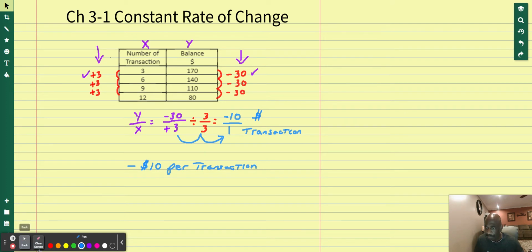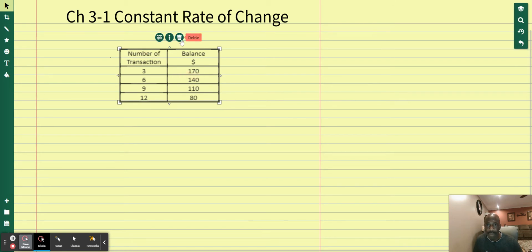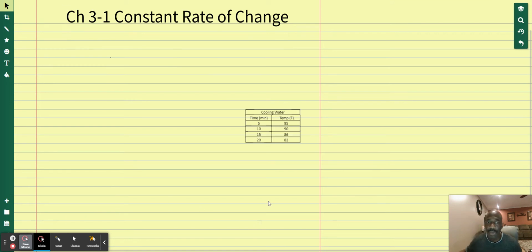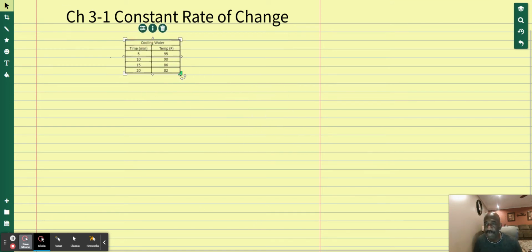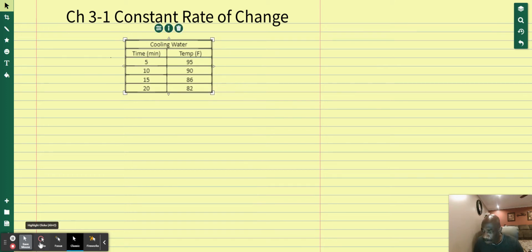Let's look at another one. All right, let's do this here. Move this up here. Let's make this a little bit bigger. So let's see what's going on. All right, let's look at this particular example. All right, get my pen here. So it says at the top, cooling water, right? One more thing I've got to do here.